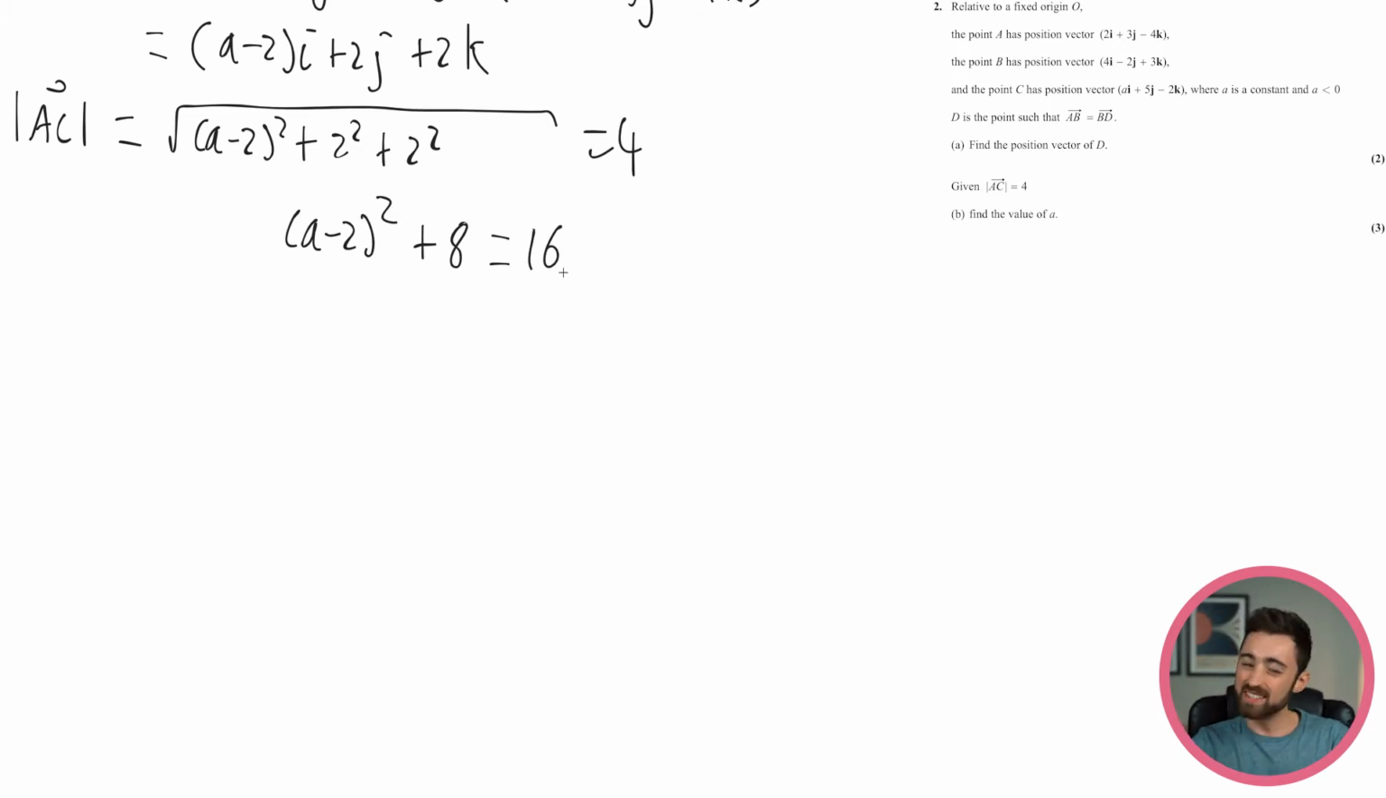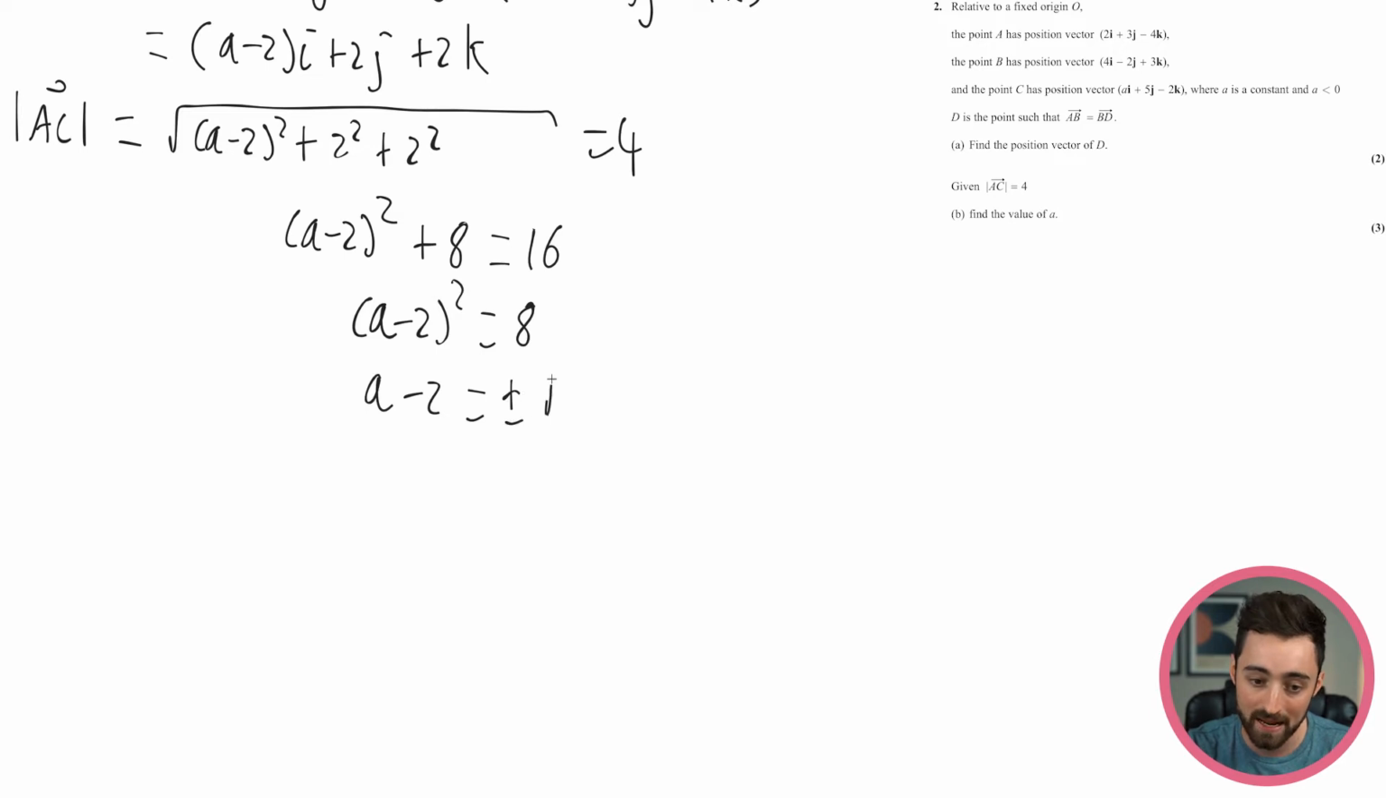I don't think we need to, though, because what if I just take that 8 over to the other side, then square root? Because I've only got this one a here, I can just rearrange the equation for it. So I'm going to take 8 from both sides to get a minus 2 squared equals 8. I'm then going to square root, being very careful to keep this plus minus, because remember, it's quadratic, we need two solutions, and when we square root we always need a plus minus. Final step, I'm going to take this 2 to the other side to get a equals 2 plus minus the square root of 8.